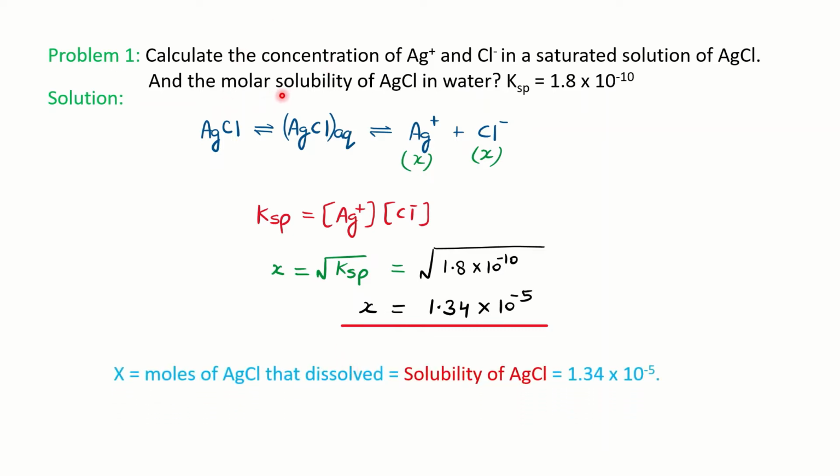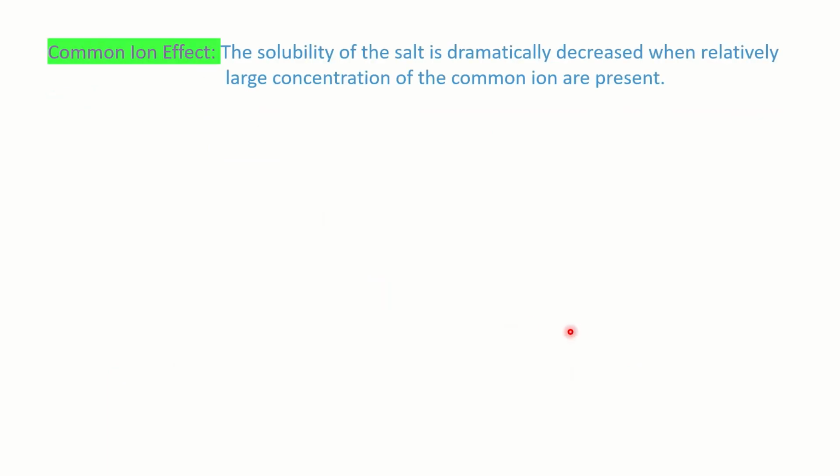And they are asking you the molar solubility. Basically the solubility depends on the dissociation, right? How much amount is dissociated. So you can say the moles of AgCl dissolved is equal to the solubility of AgCl. The concentration which you have just calculated is equal to the solubility of AgCl. x is equal to the solubility, so the answer is the same. Solubility will be 1.34 into 10 to the power minus 5. So very easily you can calculate the solubility.